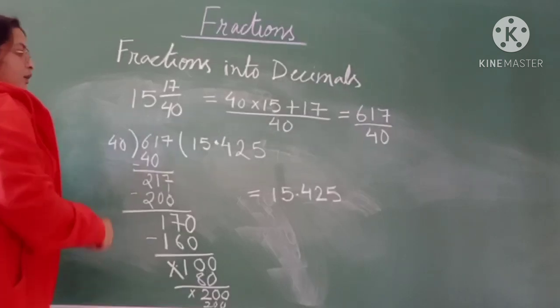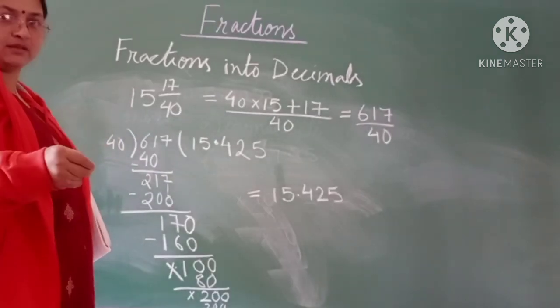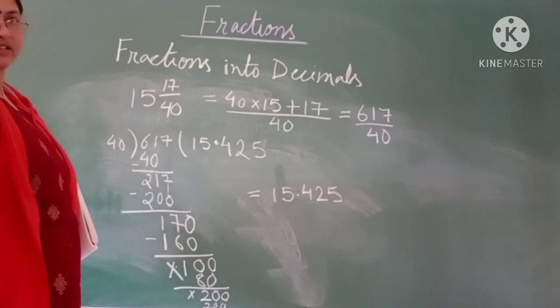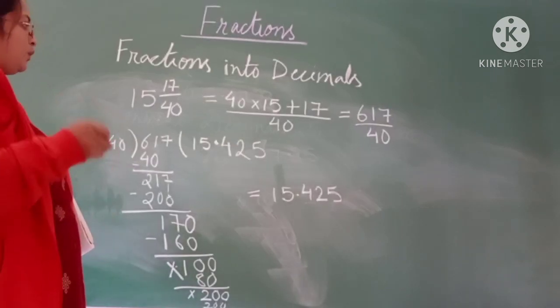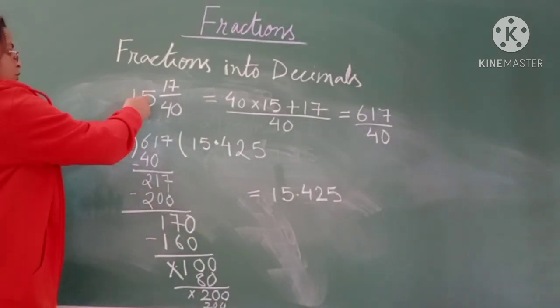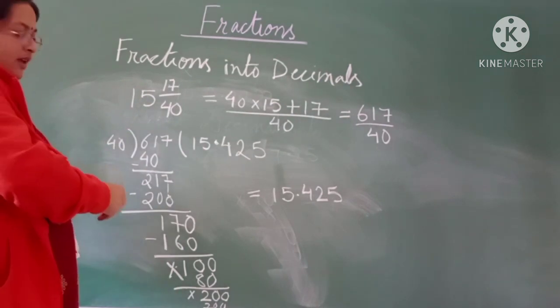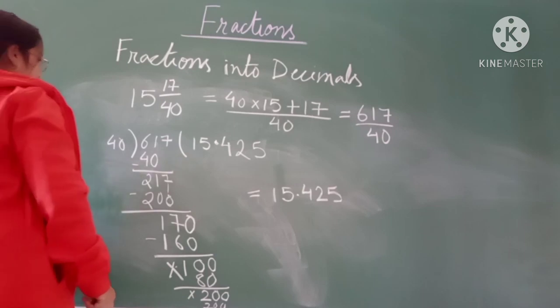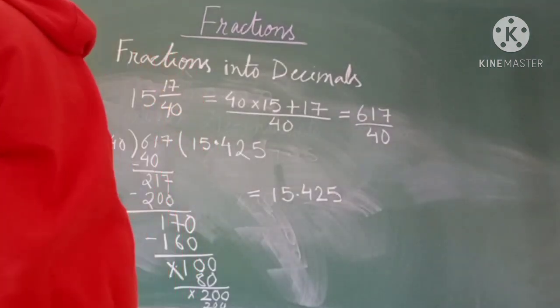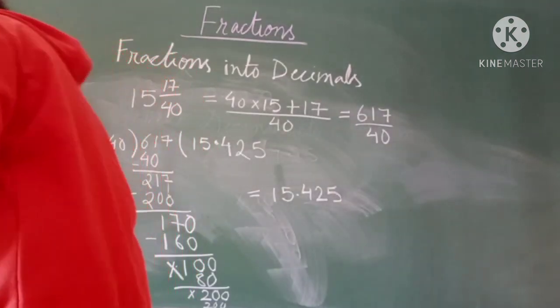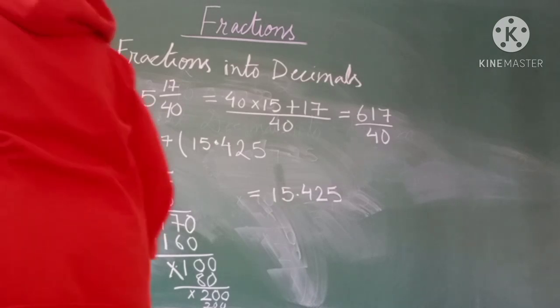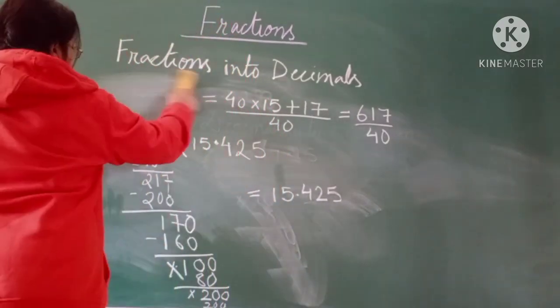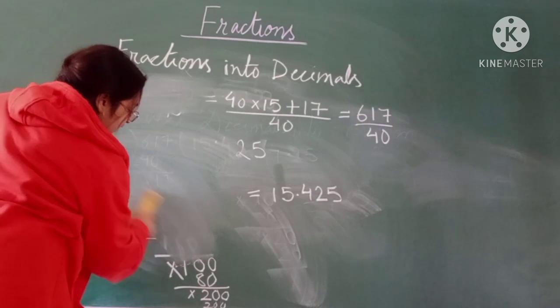So this is our general method. You can take one example from a decimal fraction and you can check it. This is a general method. What we do? We divide the numerator by the denominator, and then we perform the normal division. Okay class?